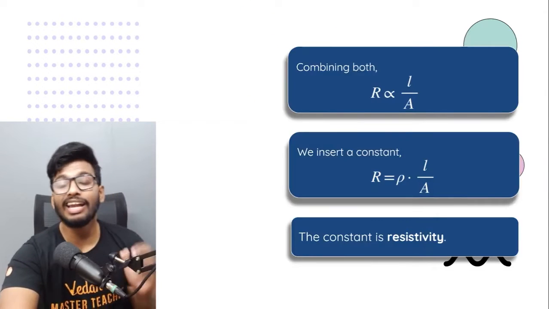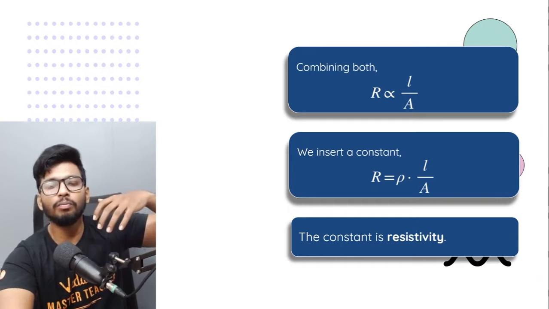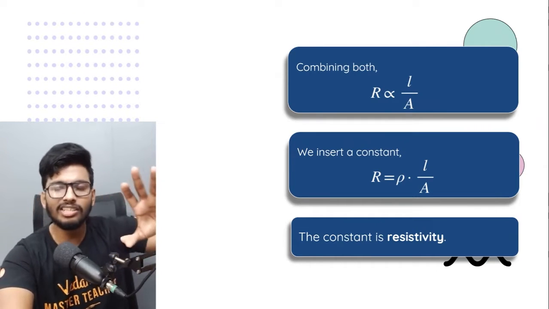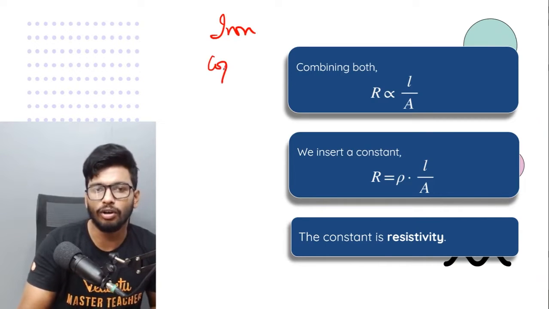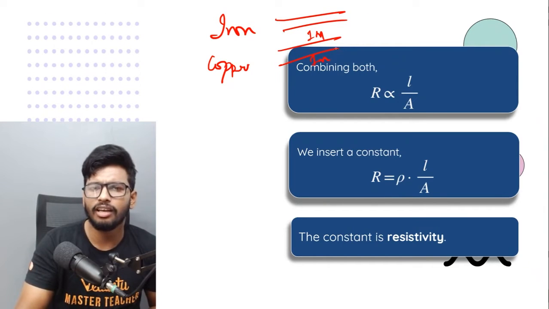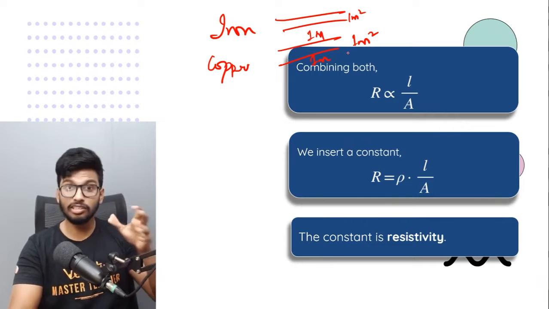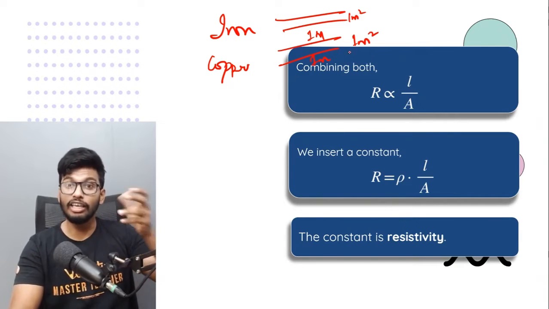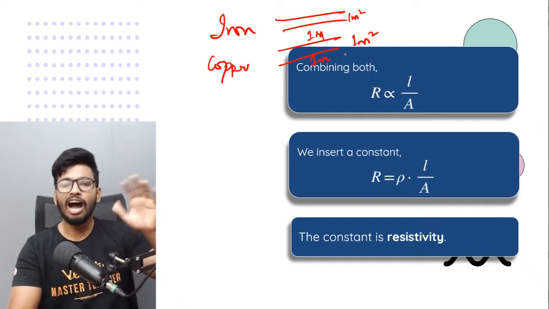It is the property of the material to provide resistance. For example, imagine I have an iron wire and a copper wire, both of them with the same 1 meter length and 1 meter square cross-sectional area. Does this mean that they will both conduct in the same way? Does this mean that iron and copper are equally good conductors? Definitely not, right? Copper is still a better conductor than iron. How do we decide that?